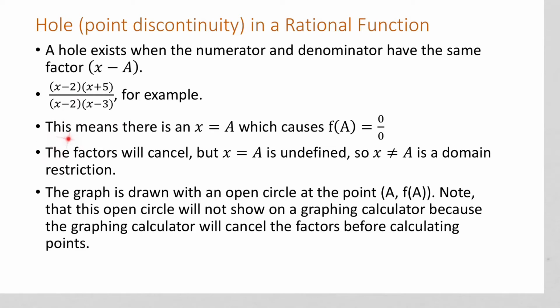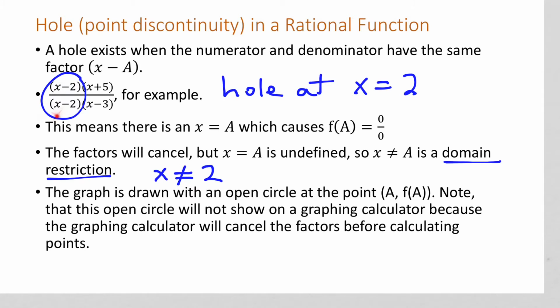So what's going on? We're saying that there is an x value, some value a, which causes the function evaluated at a to have 0 on the top and 0 on the bottom. Okay, so we said the factors will cancel, but x equal to a is undefined in the original function. So we can't lose sight of the fact that x equal to a is not in the domain. All right, so we take it out of the domain. It's a domain restriction. In this case, x is equal to 2 is a domain restriction.